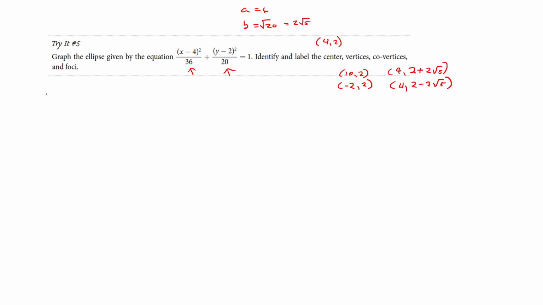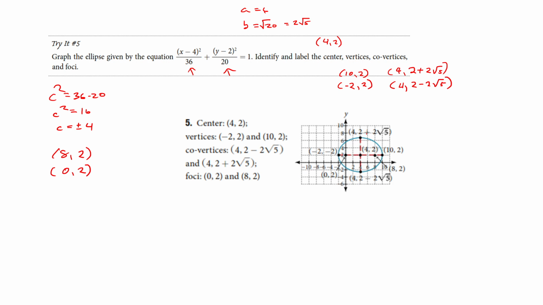Okay, let's find our foci by doing C squared equals 36 minus 20. C squared equals 16. C is going to be plus or minus 4. So we're adding 4 to the center. Remember, the major axis is the X, so we're adding 4. Adding 4, we get 8, 2. Taking away 4, we get 0, 2. All right, we've got all our major points. All we got to do is graph them, connect them, and we got it.